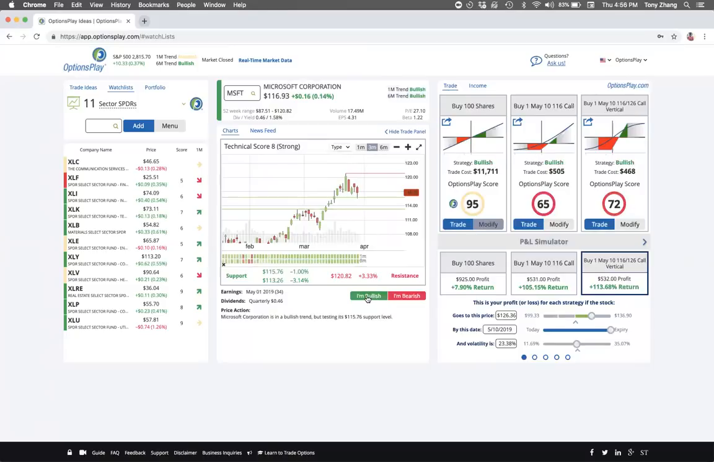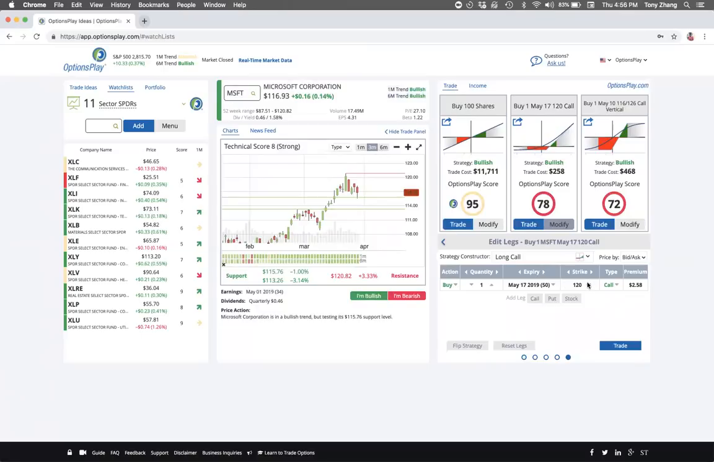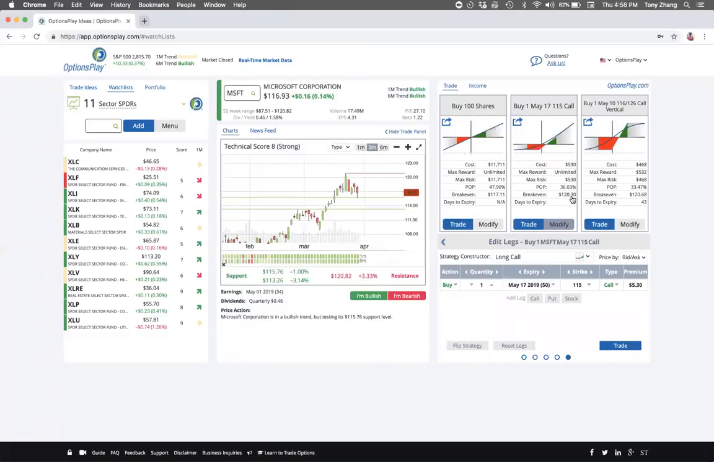So I'm going to select I'm bullish, and I'm just going to take a look at maybe a May. I'm going to use May expirations just for clean monthly expirations. And we're looking at the May 17th 115 call. So this is trading at 5.30. That means that 115 plus $5.30 is 120.30.